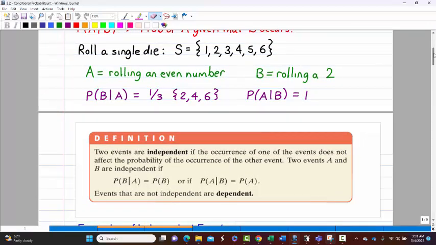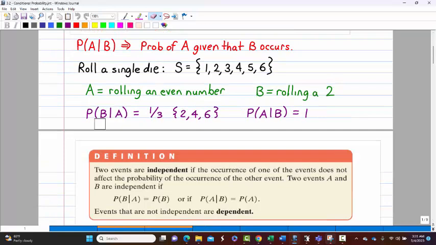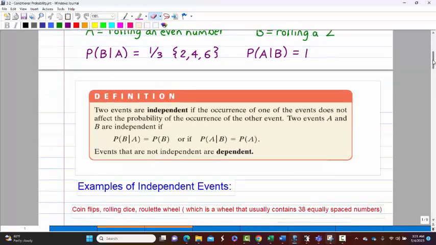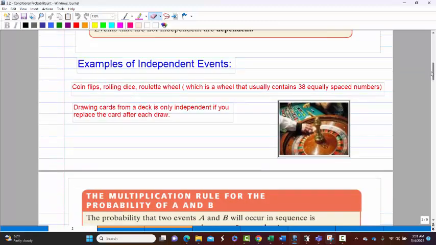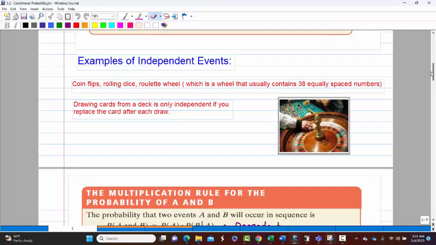For example, the probability of B given A was 1/3, but the probability of just rolling a 2 would be 1 out of 6, and they don't equal each other. This one, the probability of rolling an even number, 2, 4, 6, would just be 3 out of 6, and that does not equal 1. So therefore, those are dependent events. Now, good examples of independent events are, well, I said rolling dice.